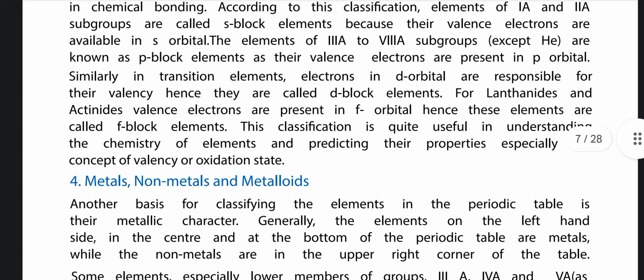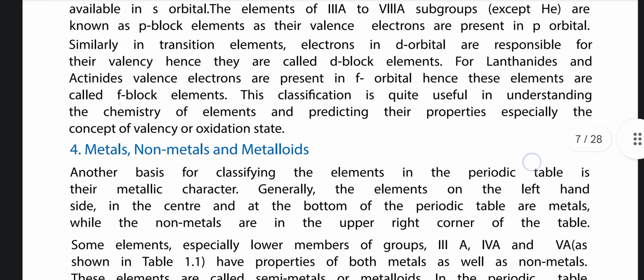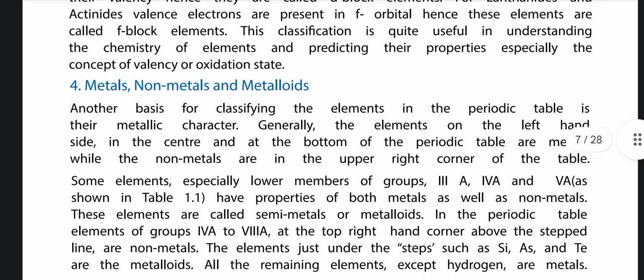Similarly, in transition elements, electrons in the d orbital are responsible for their valency, hence they are called d block elements, and for lanthanides and actinides, valence electrons are present in the f orbital, hence these elements are called f block elements. The classification is quite useful in understanding the chemistry of elements and predicting their properties, especially the concept of valency or oxidation state, metals, nonmetals, and metalloids.